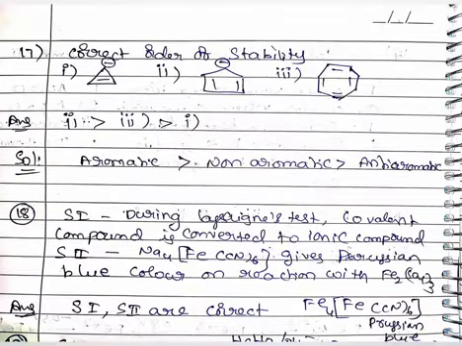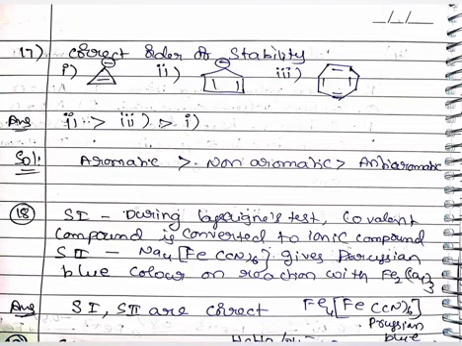Next one, the correct order of stability they are asking. The first structure is anti-aromatic, the second one is aromatic, third one is non-aromatic. So if we consider the stability order, 2 greater than 3 greater than 1, because the stability of aromatic compound is greater than non-aromatic compound, which is greater than anti-aromatic compound. Let's move to the next one.